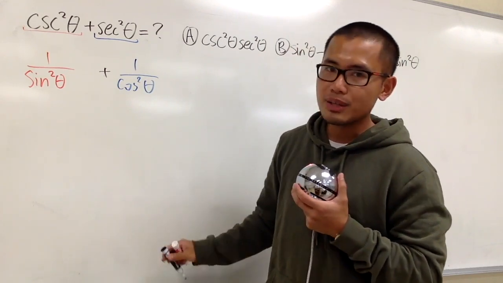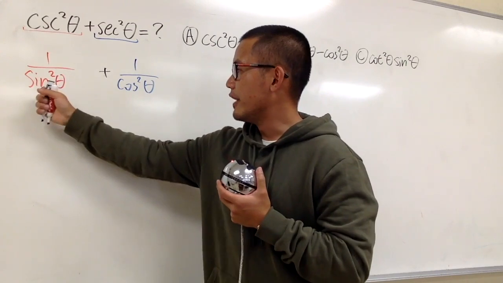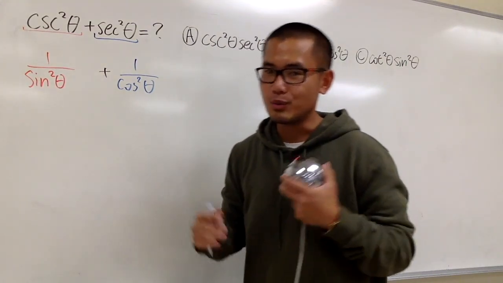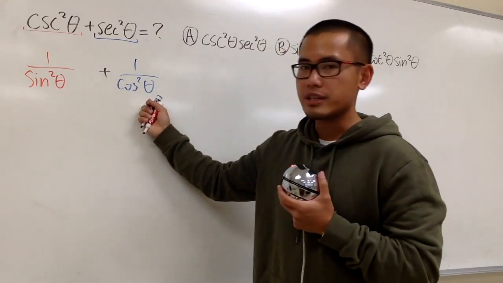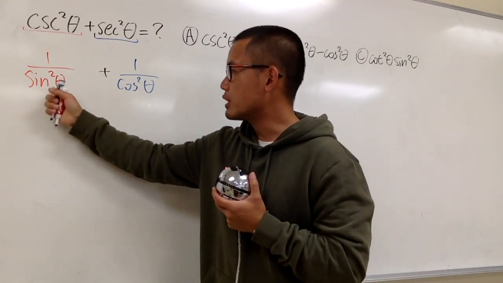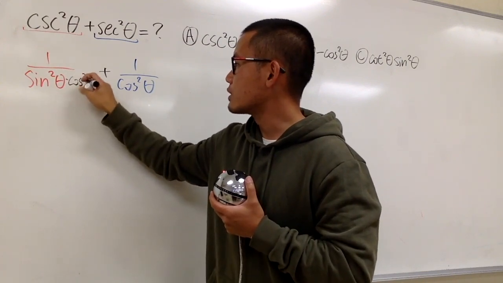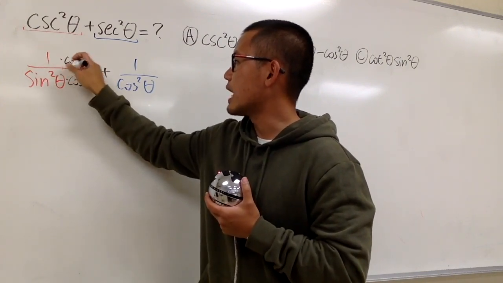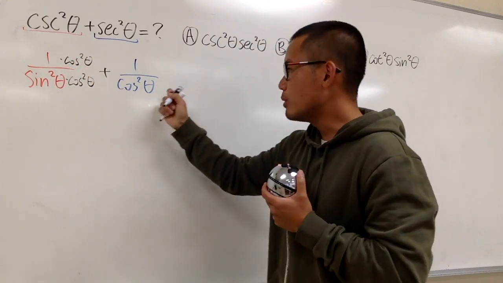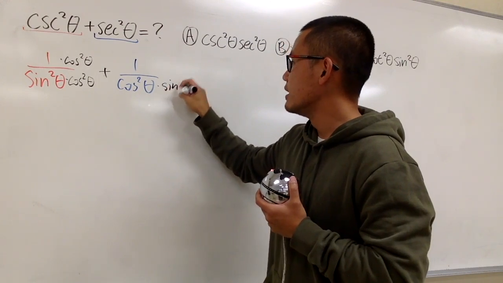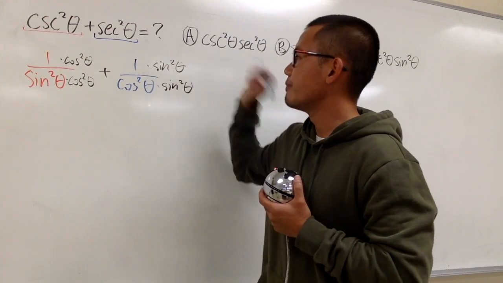And now as we can see, we're trying to add two fractions. They don't have the same denominators yet. We have to make it happen first, right? This is sine squared theta, this is cosine squared theta. Let me just go ahead and multiply the first fraction, the bottom here, by cosine squared theta, and also do the same on the top. And let me come to the second fraction, and I will multiply this by sine squared theta on the bottom, and also do it on the top.